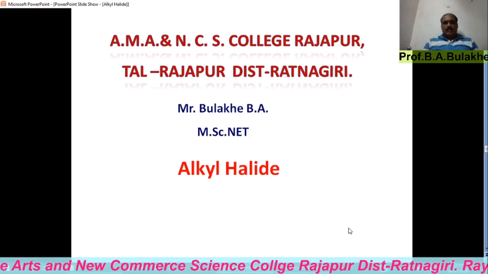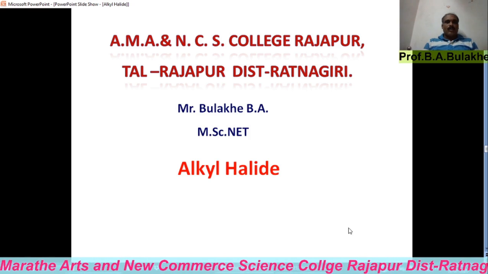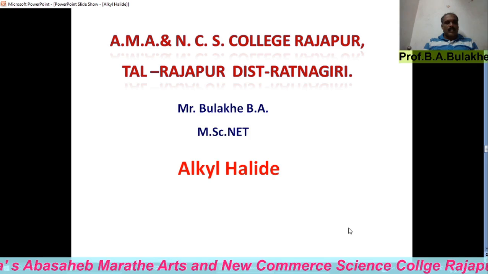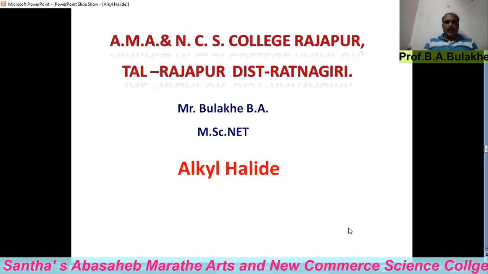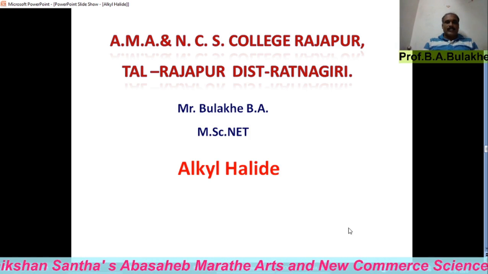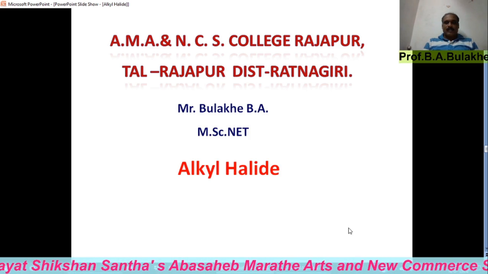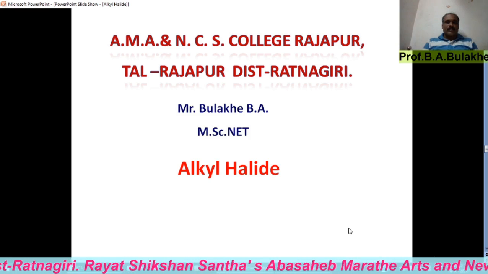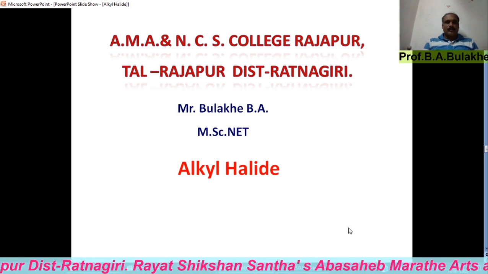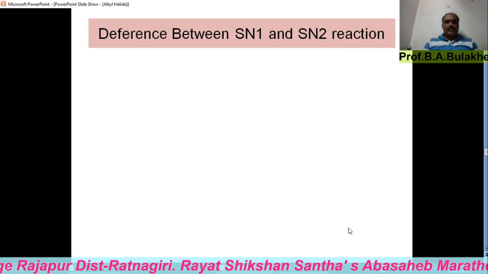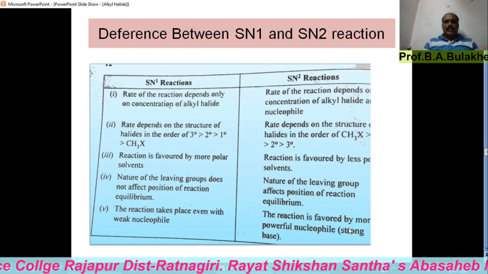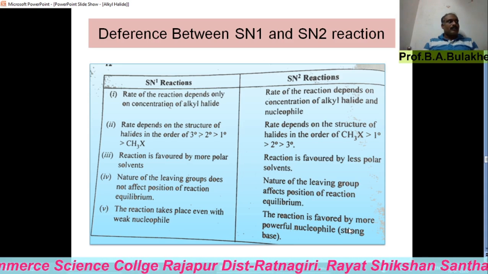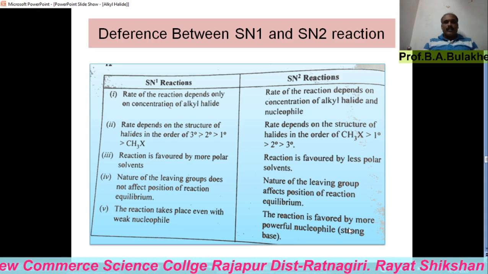Now we have the new topic, alkyl halides. In alkyl halides, last time we saw the various types of mechanism, SN1 and SN2. Now the next topic in the chapter is the difference between SN1 and SN2 reactions.